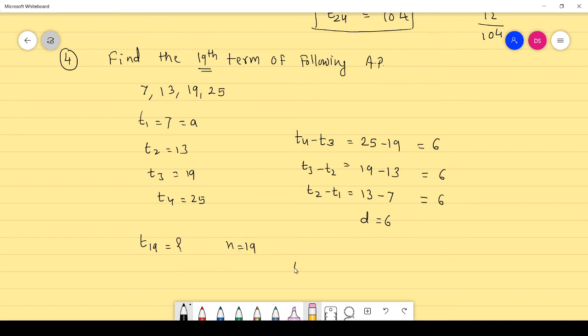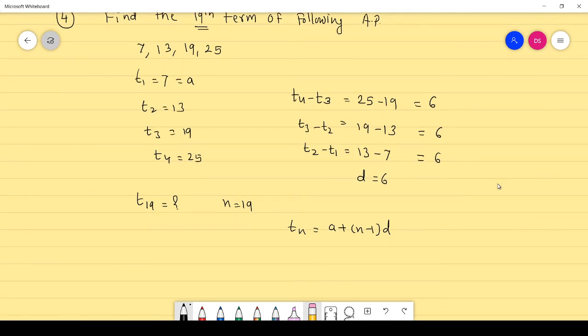Here we have the formula: the nth term will be equal to a plus n minus 1 d. So this formula you need to memorize, right? It is quite easy, and I already told you how to find out that formula. So T19 will be equal to a, which is 7, plus n minus 1, that is 19 minus 1, into d, that is 6. So 7 will remain as it is, 19 minus 1 is 18, into 6.